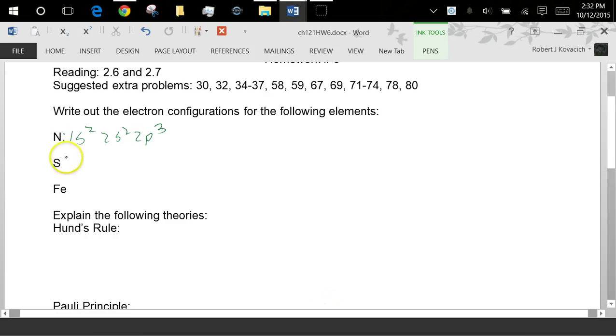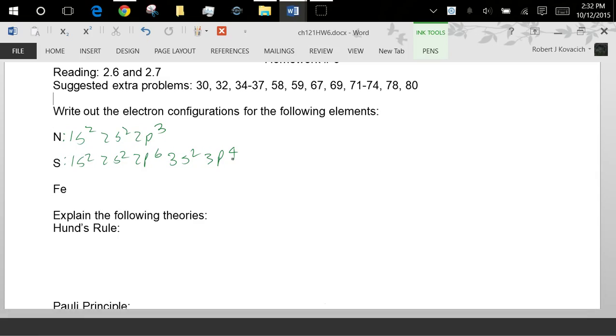So what do I need for sulfur? 1s2, 2s2, 2p6, 3s2, 3p4. Perfect. So that should add up to 16. The superscripts there. Sulfur has 16 protons, so 16 electrons. And sulfur can be found in the third row in the p block and in the fourth column. So that'll work out. And iron?